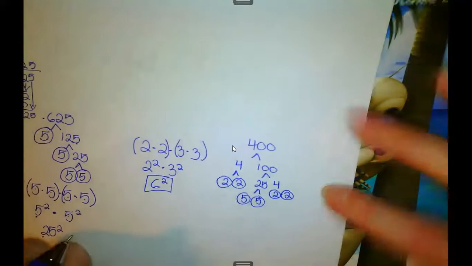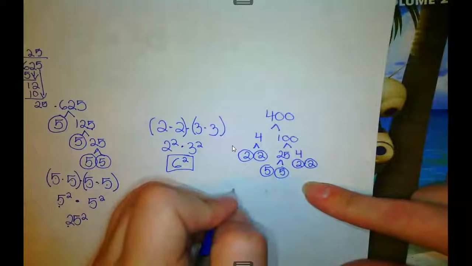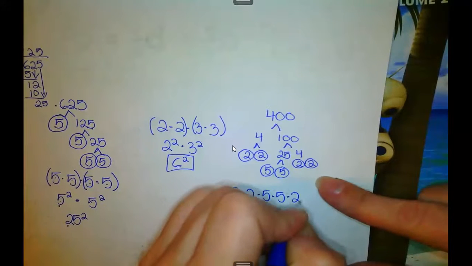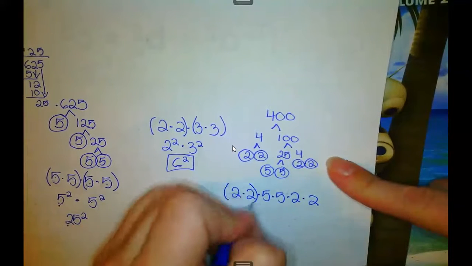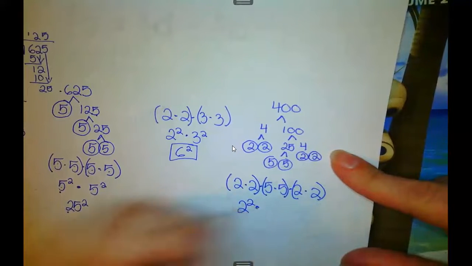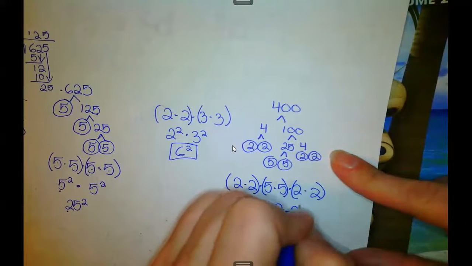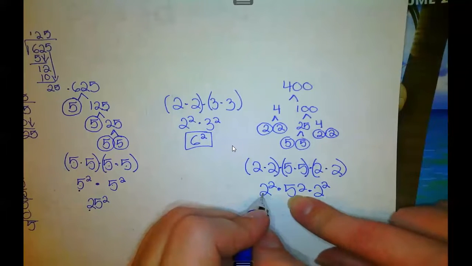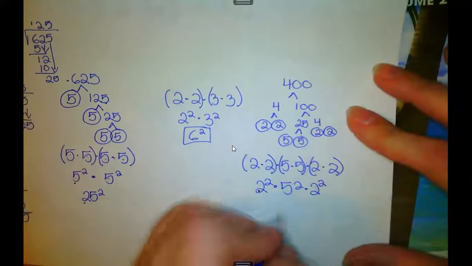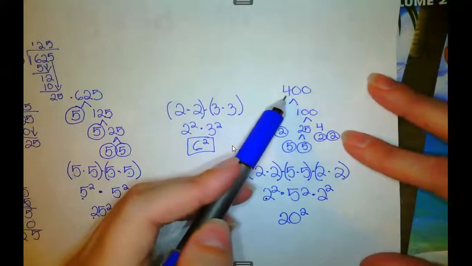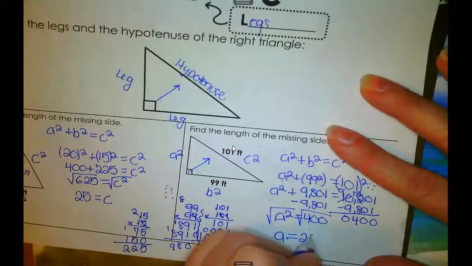And those are prime. So our prime factors are 2 times 2 times 5 times 5 times 2 times 2. Group your 2's. 2 squared times 5 squared times 2 squared. And now we just multiply. 2 times 5 is 10. 10 times 2 is 20. So the square root of 400 is 20, which means that A is 20.